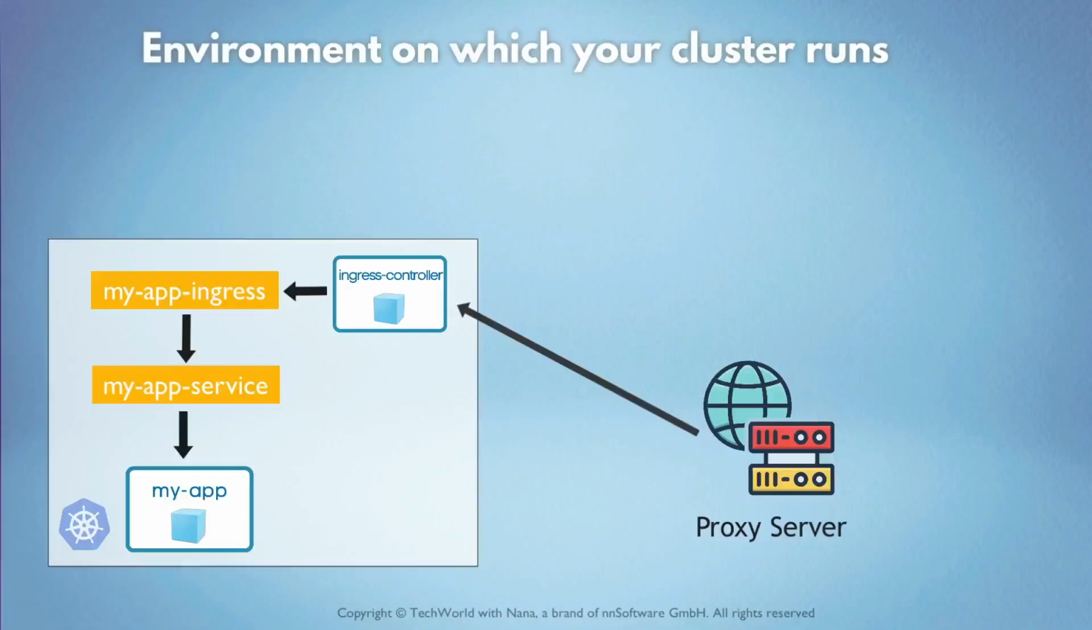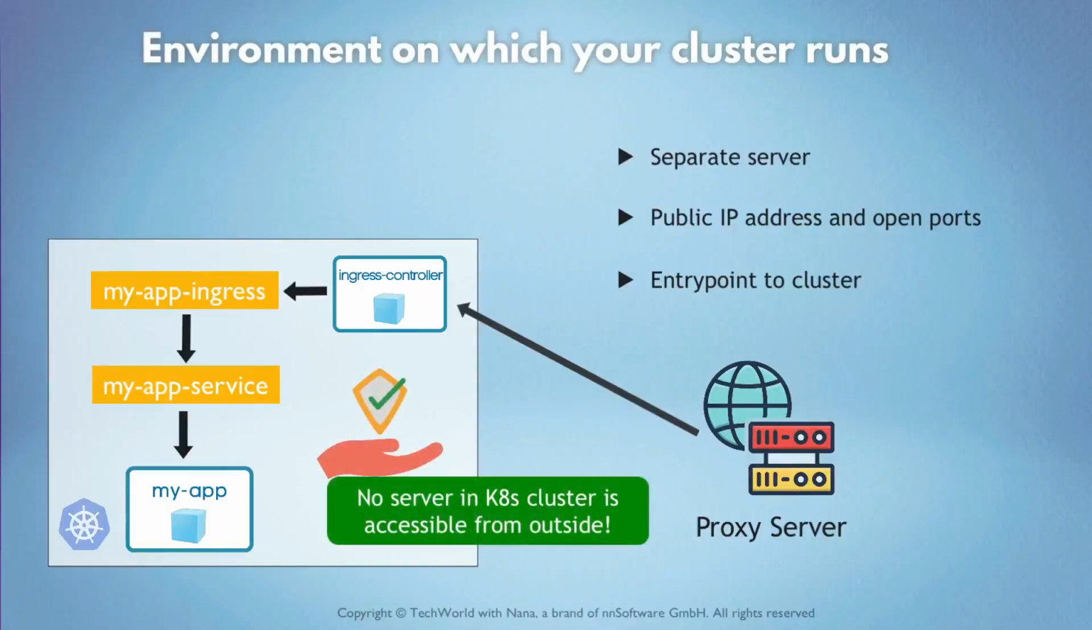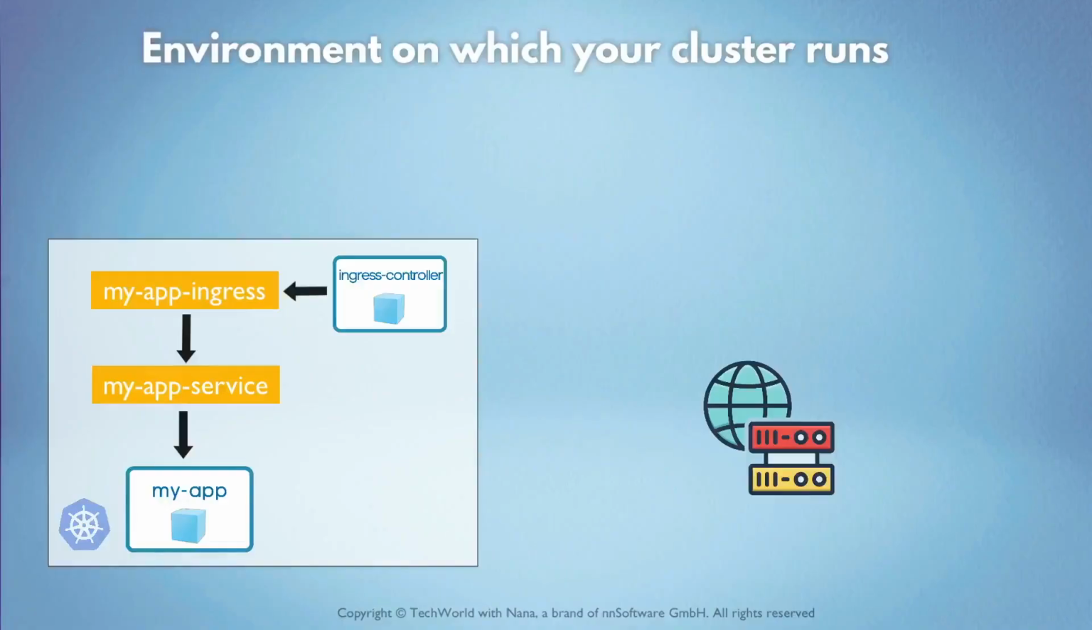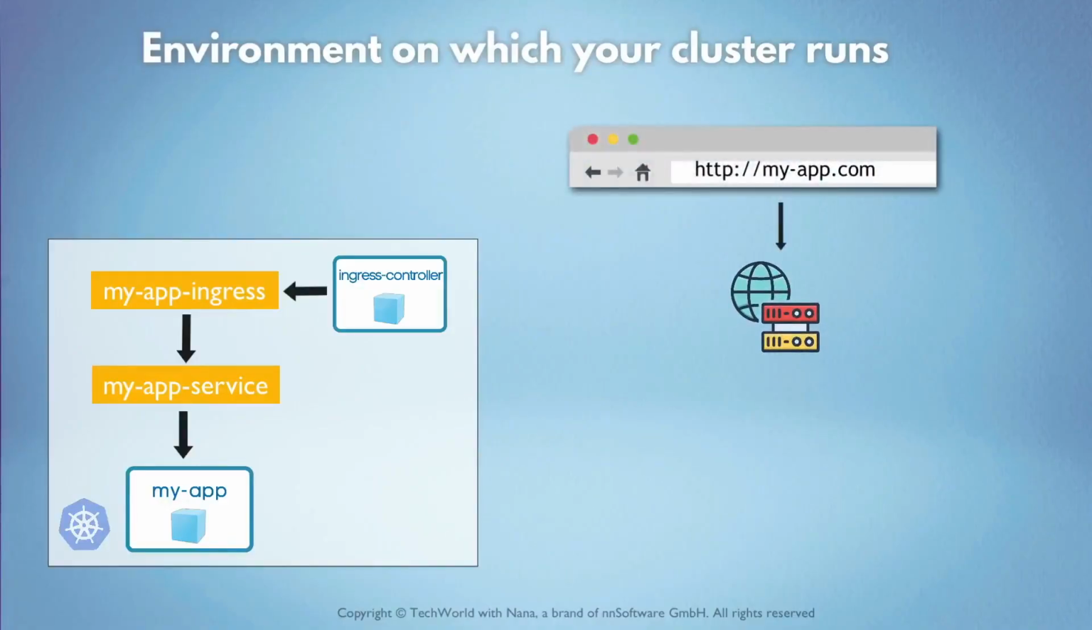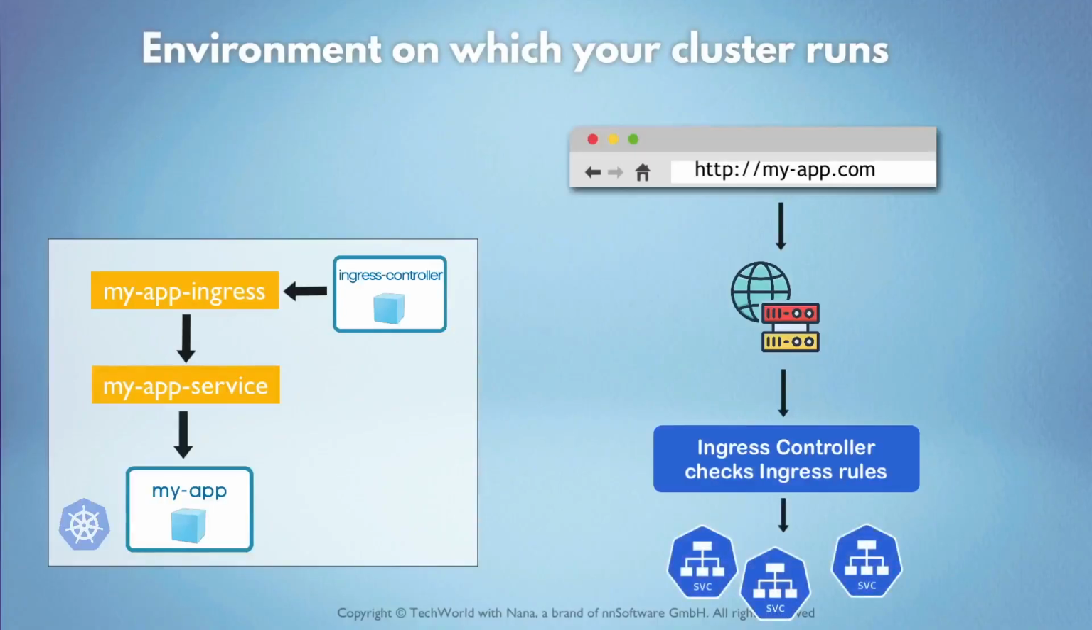So basically what this would mean is that you will have a separate server and you would give this a public IP address and you would open the ports in order for the requests to be accepted. And this proxy server then will act as an entry point to your cluster. So this will be the only one accessible externally. So none of the servers in your Kubernetes cluster will have a publicly accessible IP address, which is obviously a very good security practice. So all the requests will enter the proxy server, and that will then redirect the request to Ingress Controller. And Ingress Controller will then decide which ingress rule applies to that specific request. And the whole internal request forwarding will happen.